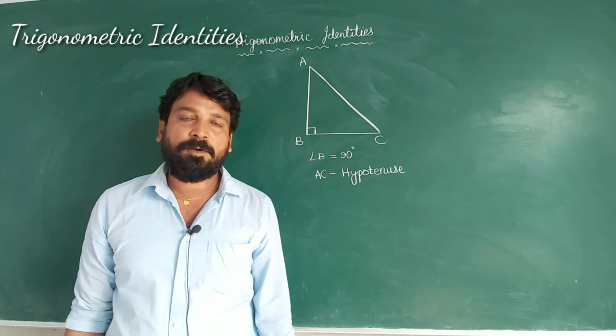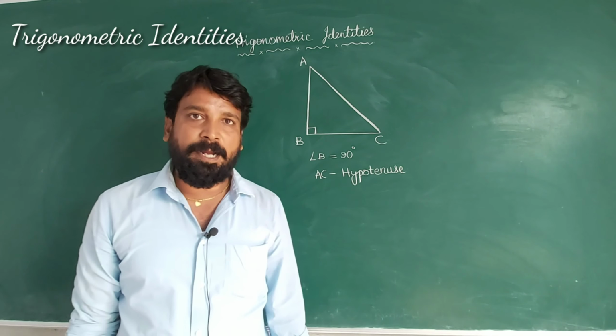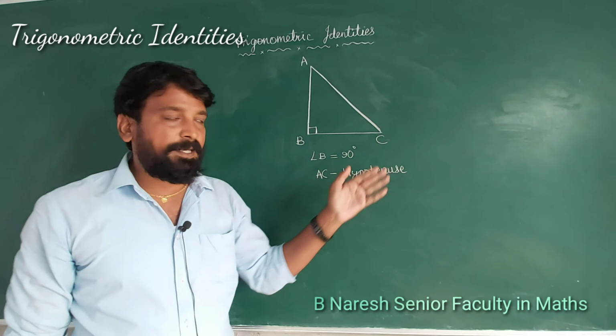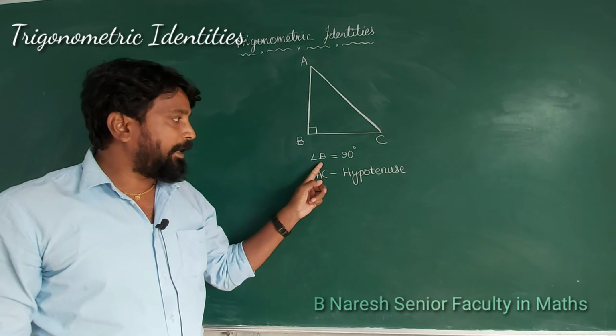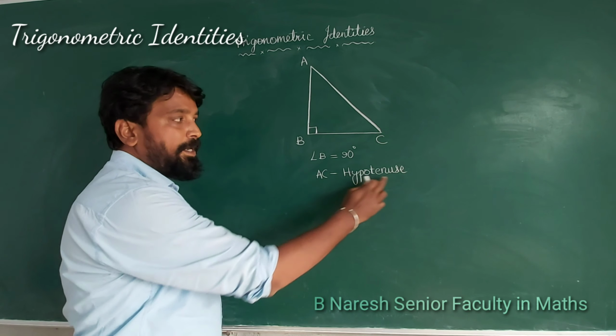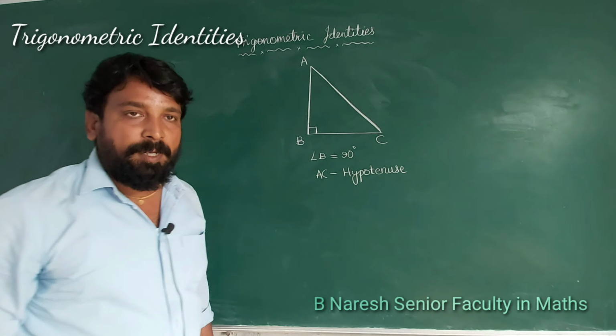Hi everyone, now we are discussing trigonometric identities. For example, we are taking ABC as a right angle triangle. Here angle B is equal to 90 degrees. Then the side opposite to the right angle is the hypotenuse. Then AC is the hypotenuse.